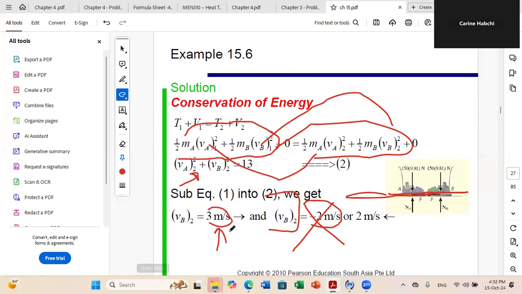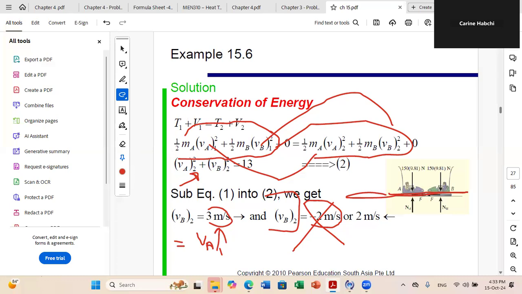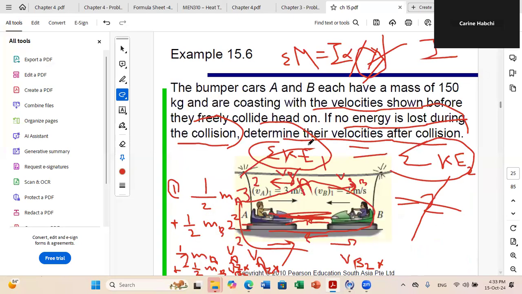So here, VB2 will take the velocity of A before, so VB2 is equal to VA1. While VA2, if you solve, will take the velocity of B before, so VA2 will be equal to minus 2 meters per second. Why do we always have this in case you have the same mass of particles? Only if you have the same mass. We'll see why. Okay.